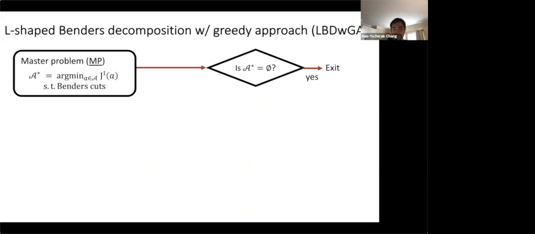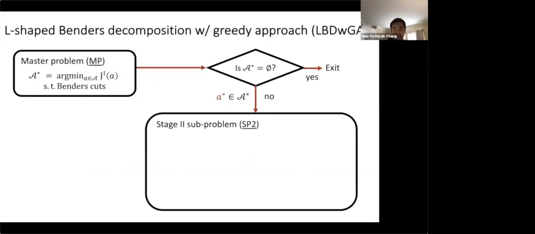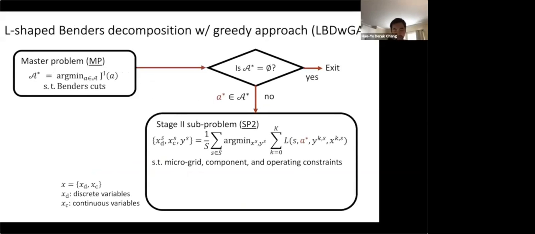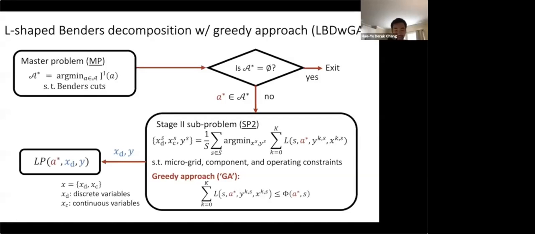At an iteration of the algorithm, we first solve the master problem and obtain the set of optimal allocations subject to so-called Benders cuts. If the set A star is empty, this means that Benders cuts from previous iterations have rendered the master problem infeasible, and we exit Benders decomposition. If the set is not empty, an allocation is chosen at random for the next step, which is to solve the stage 2 subproblems, one for each damage scenario considered. We use a greedy approach to solve the subproblem, which decreases the subproblem computation time. We then fix the subproblem discrete variables and solve the resulting linear program. These results apply a Benders cut to the master problem at the next iteration.